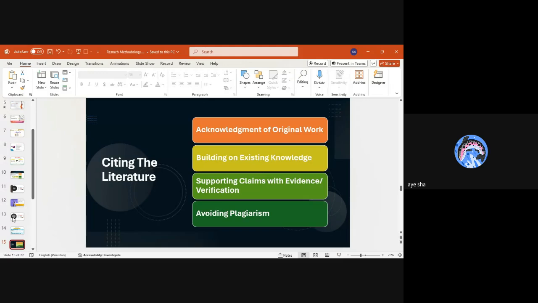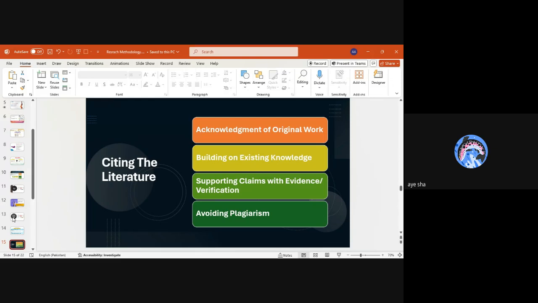Then obviously it is very essential for supporting the claims with evidence and verification, because whoever is going to read your proposal would like to know from where you got this data, from where you got this methodology, from where you got this factual information.